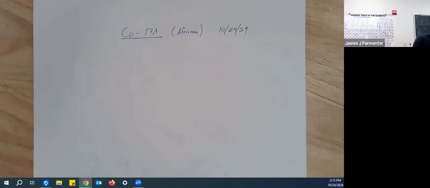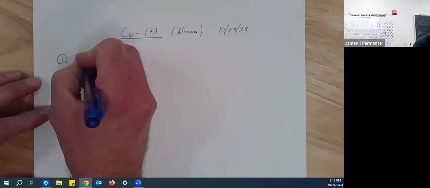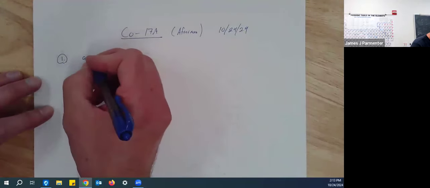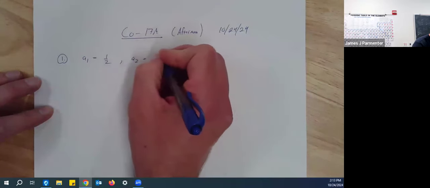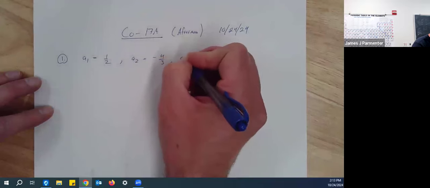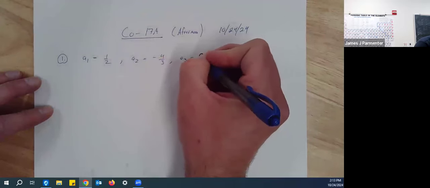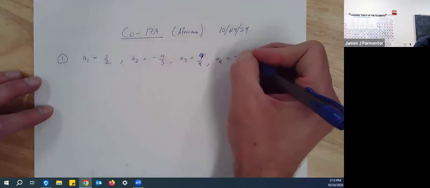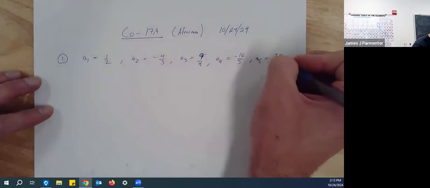So let's look at something like this. What if our sequence was given by the following? A sub 1 is equal to 1/2. A sub 2 is equal to negative 4/3. A sub 3 is equal to positive 9/4. A sub 4 is equal to negative 16/5. And a sub 5 is equal to 25/6.